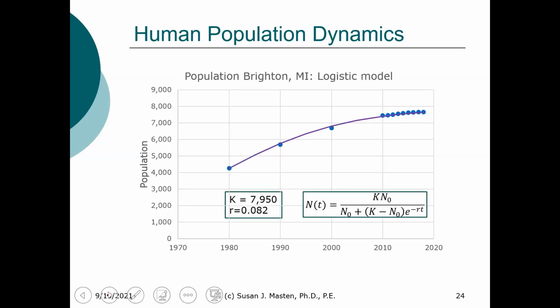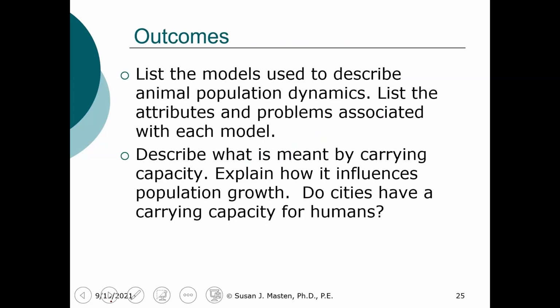And we can use a logistic model where we determine K and R, and you see that the carrying capacity appears to be about 8,000. Probably limited space for additional growth. So this logistic model is the model that makes the most sense for Brighton from a physical perspective. So hopefully this has given you a sense of the different types of models that are used to describe animal population dynamics. And I've listed the attributes and problems, and we've talked about carrying capacity.